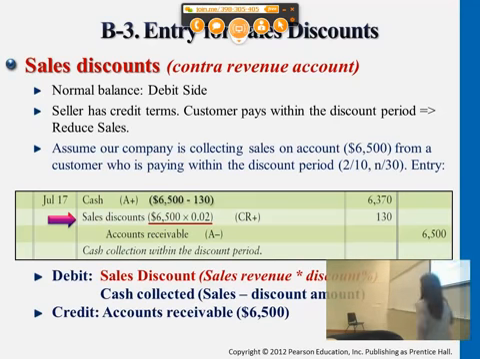Okay, so in this case, you'll see sales discount of $130 listed. Remember again, at the end, under the income statement, you'll see sales revenue first, then you have the returns, allowances, and sales discounts listed underneath it. These two amounts will be deducted from sales. So it's the opposite side of sales.